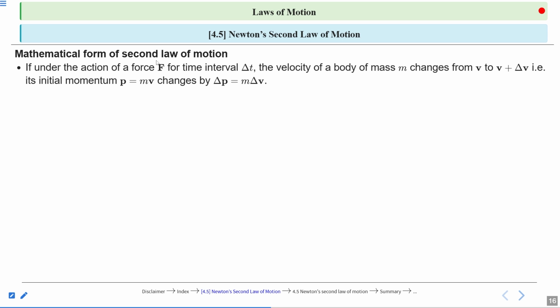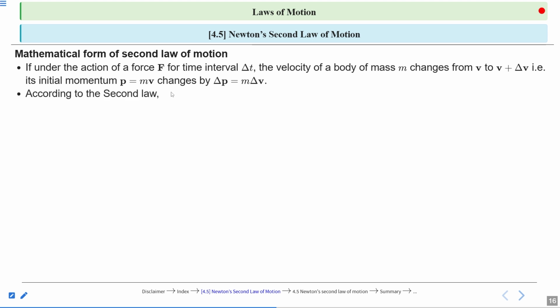Mathematical form of second law of motion. If under the action of a force F for a time interval delta t, the velocity of a body of mass m changes from v to v plus delta v. So this is the change in velocity. Its initial momentum is p equal to mass into velocity, and it changes by delta p equal to mass into delta v. Here delta v is the change in velocity. So the change in momentum is delta p equal to m into delta v.